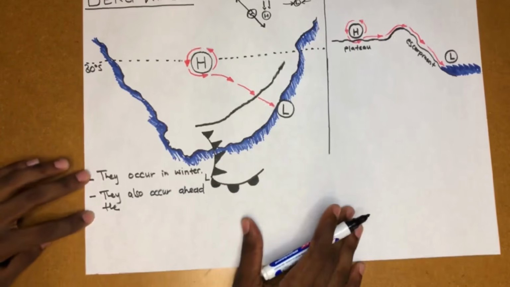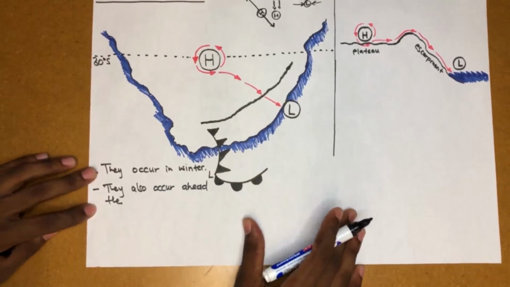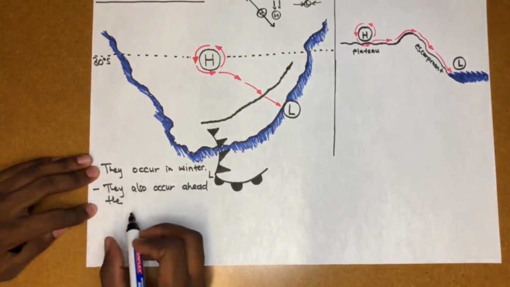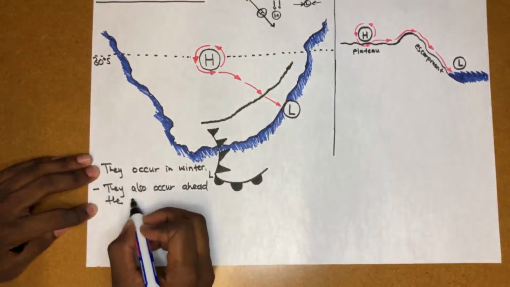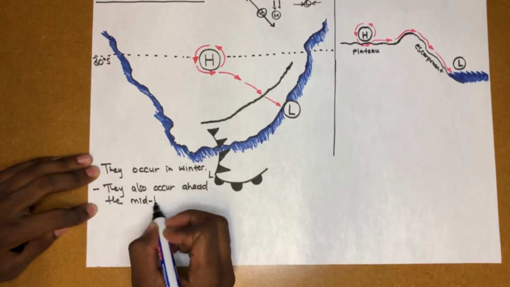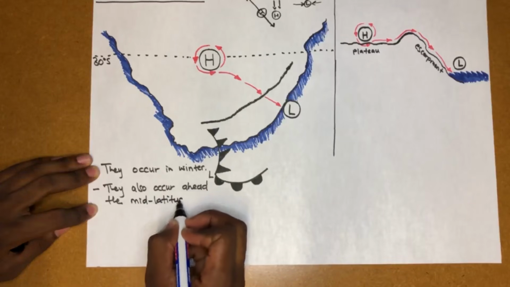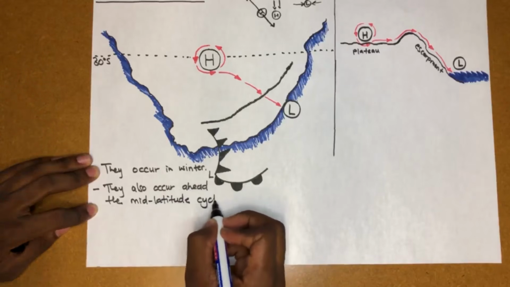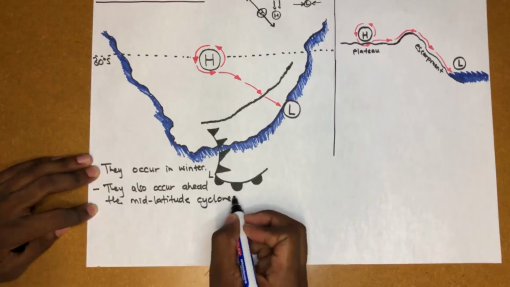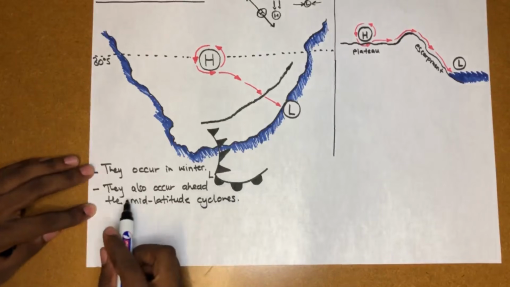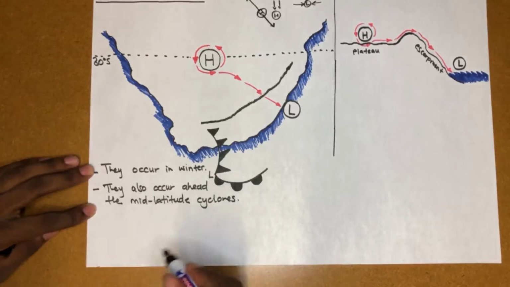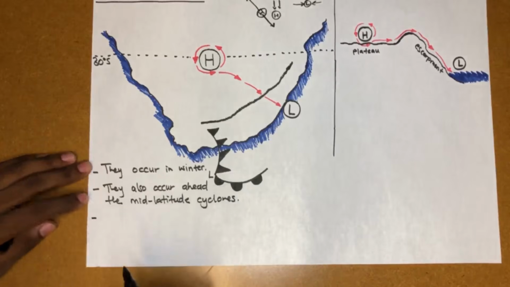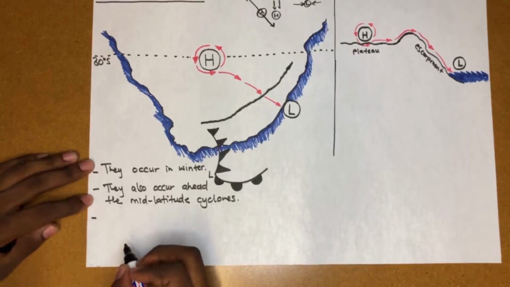I hope you can see all, guys. They also occur ahead of mid-latitude cyclones. So bergwinds mean that ahead there, mid-latitude cyclones. So each and every time you have to know that.